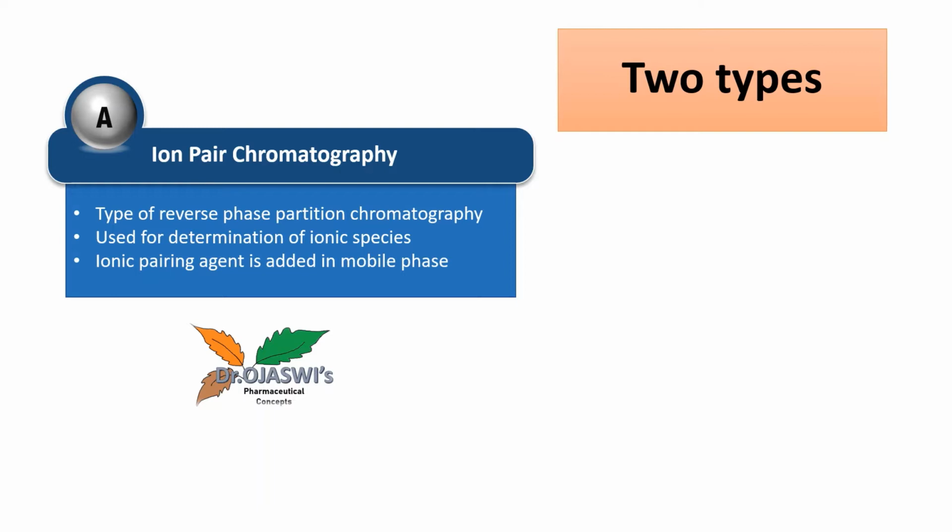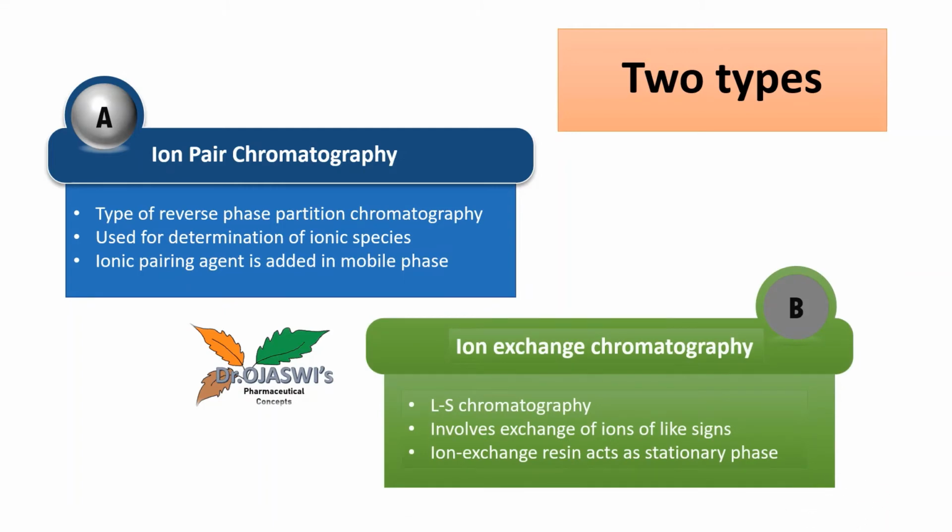Then the next type of ion chromatography is ion exchange chromatography. It's a liquid solid chromatography which involves exchange of ions of like signs. Means if I have mixture of many components and all those components have similar charge, like all are positively charged, some have single positive charge, some have double positive charge, maybe all have single positive charge but their sizes are different, but all have same sign, that is positive charge.